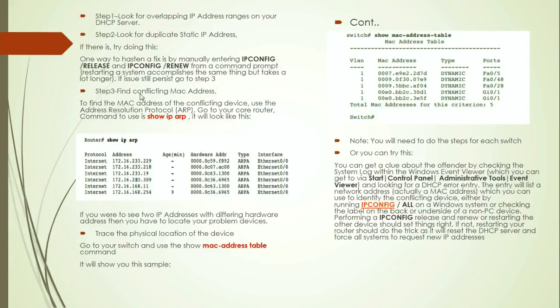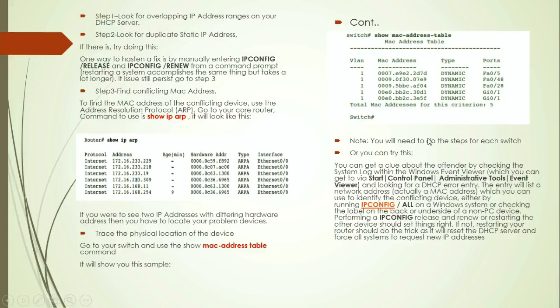Find the conflicting MAC address. To find the MAC address of the conflicting device, use the Address Resolution Protocol, or the ARP. You need to go to your core router and then use the command show ip arp. It will look like this print screen. If you see two IP addresses with differing hardware addresses, then you have to locate your problem device. Trace the physical location of the device. To do that, go to your switch and use the show mac address-table command. It will show you this sample print.